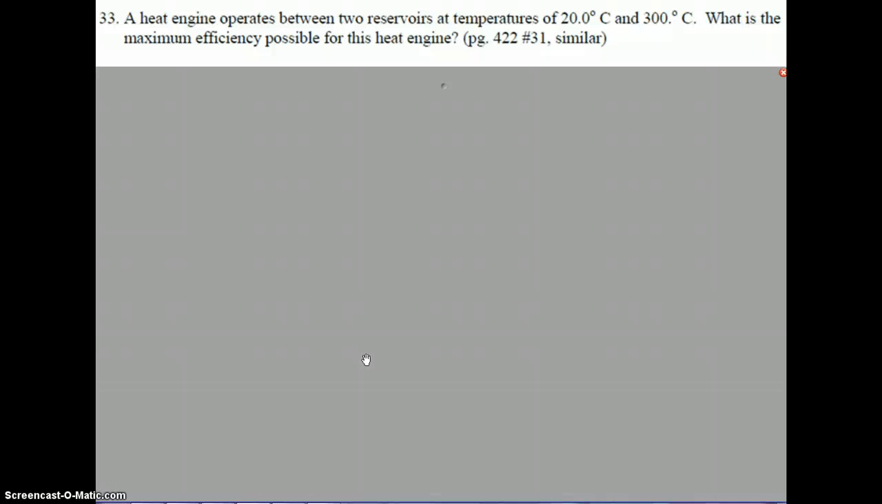Problem 33: a heat engine operates between two reservoirs at temperatures of 20 degrees and 300 degrees Celsius. What is the maximum efficiency possible for this heat engine? What you need to hear when they ask you what is the maximum efficiency possible is that they're asking you to calculate the Carnot efficiency.